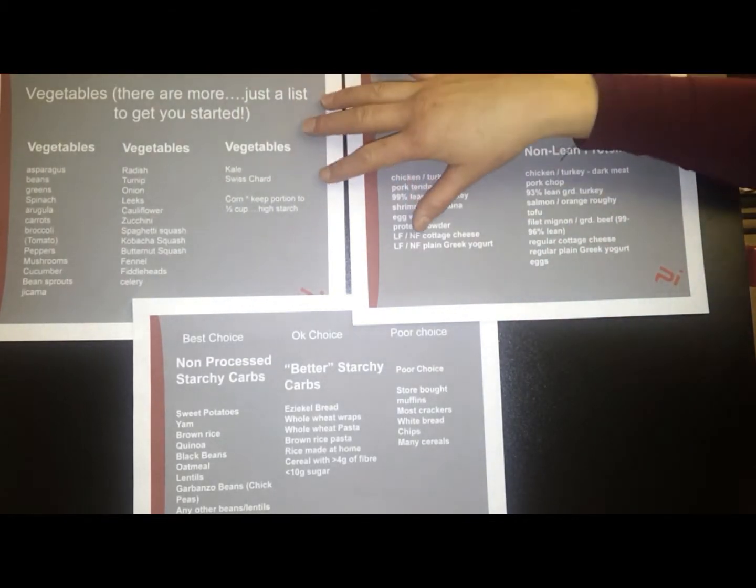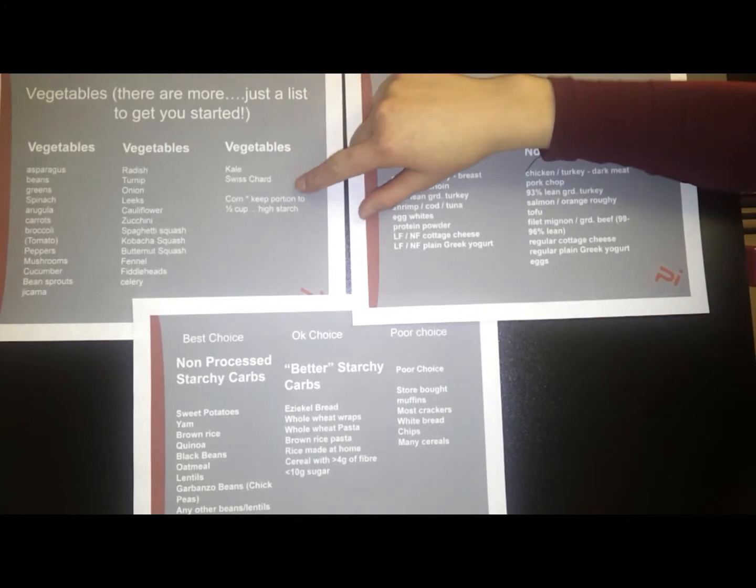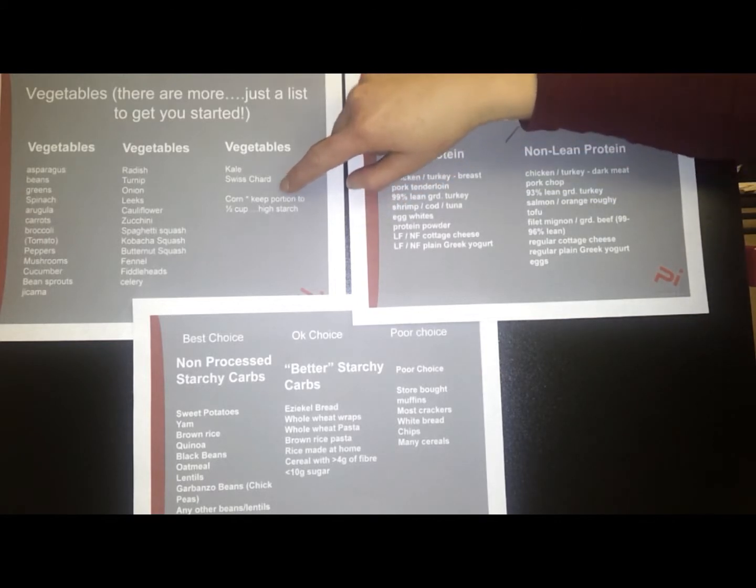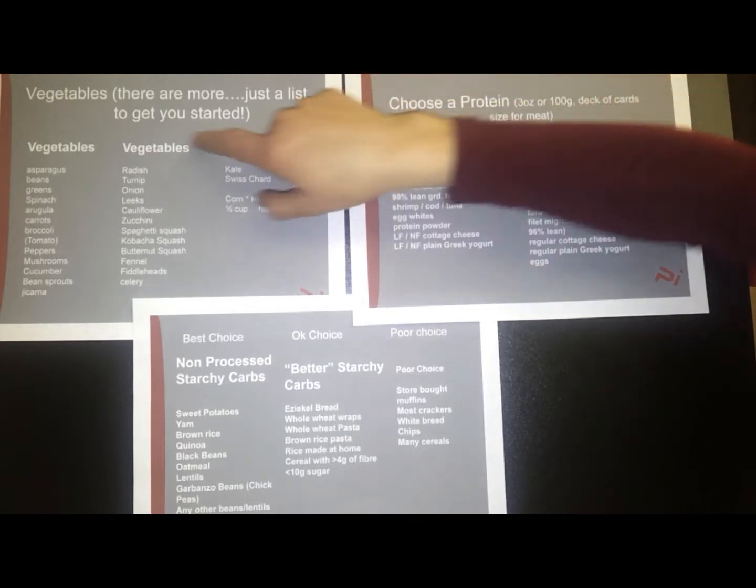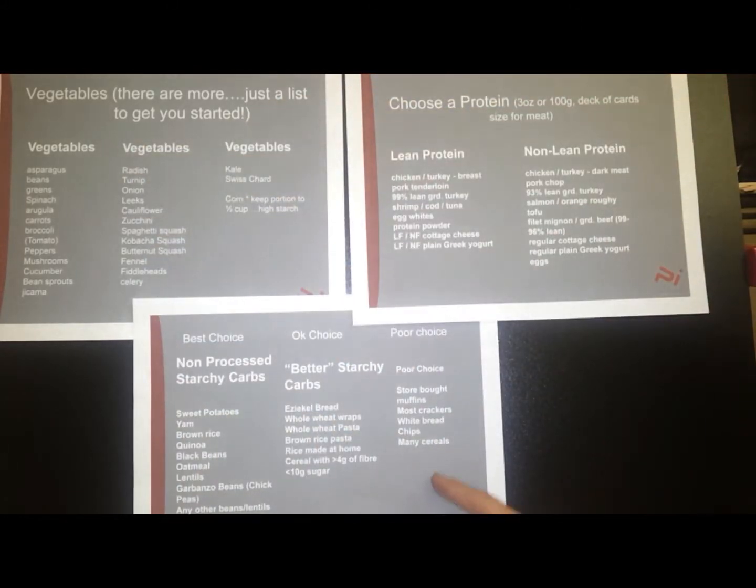The only other item that I want to show you on vegetables: if corn is one of your main veggie choices, you really want to make sure that you're keeping your portion size to maybe a half cup, or consider it to be a starchy carbohydrate.